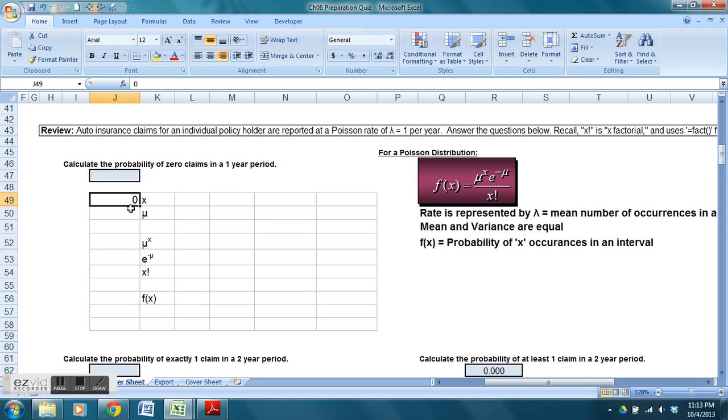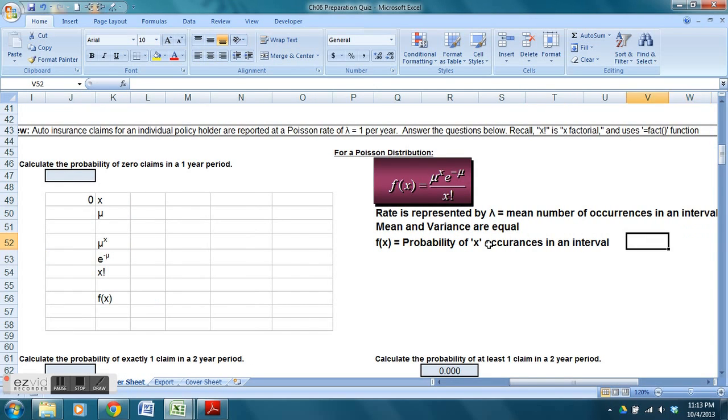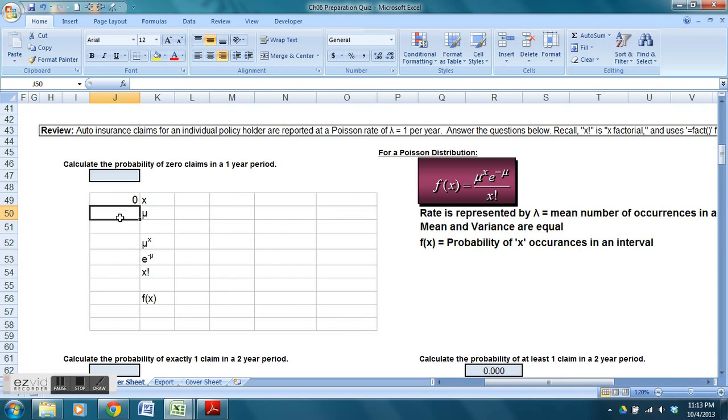And so we say, the mean right here, mu, represents the average number of claims in that interval. The interval changes based on the question. We'll see that down here. In this case, the interval is the same amount of time that's given to you in the problem, a year. So our interval is a year. What's the average number of claims for that year, or the mean number of claims? 1. And now we plug and chug away.